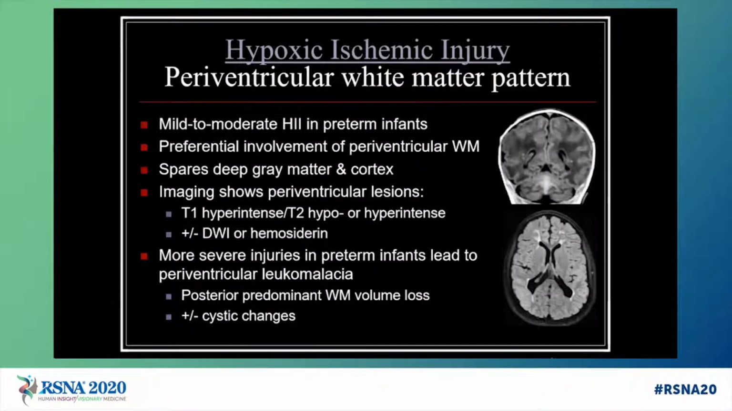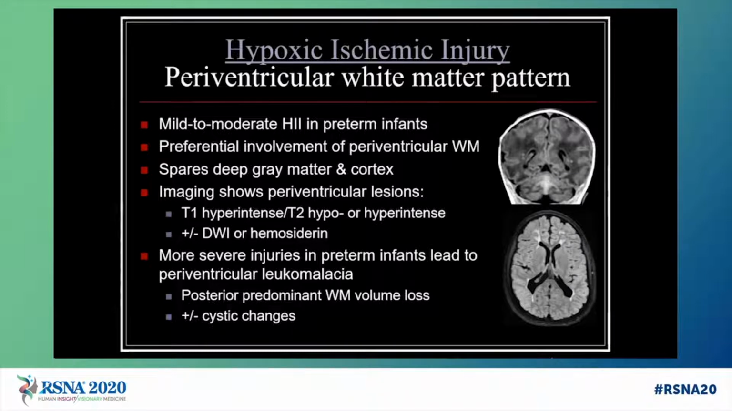So in terms of mild to moderate hypoxic ischemic injury in preterm infants, we're going to see a periventricular white matter pattern of injury where you get preferential involvement of the deep hemispheric white matter and sparing of the deep gray matter structures. So on imaging, oftentimes in the neonatal period, you're going to see T1 hyperintense foci. T2 signal is more variable. It can be hypointense or hyperintense, and you can see associated diffusion restriction or hemosiderin deposition.